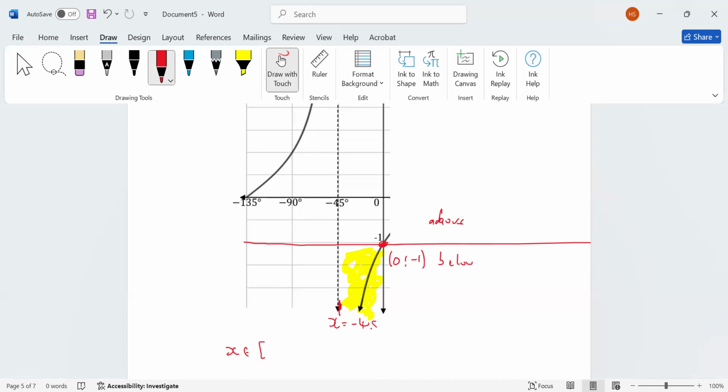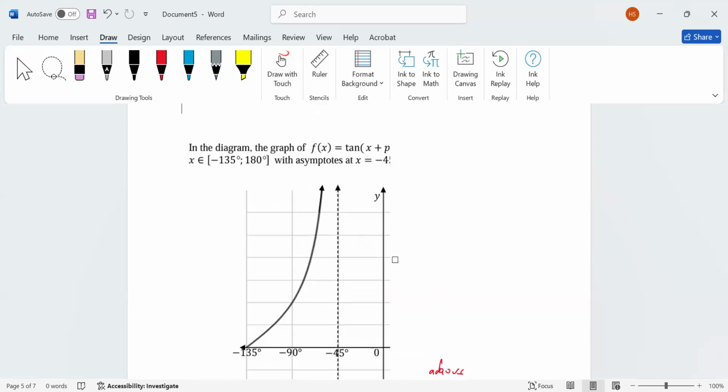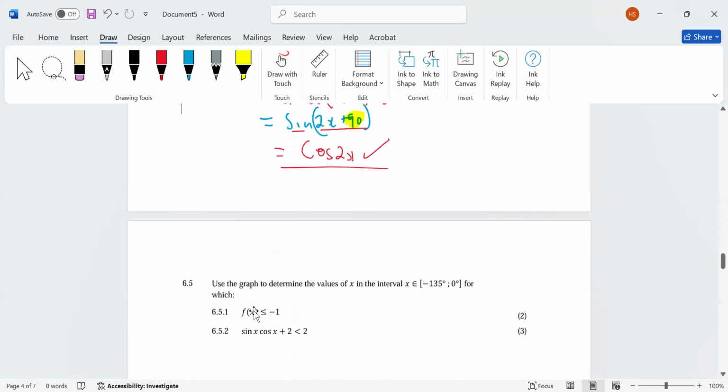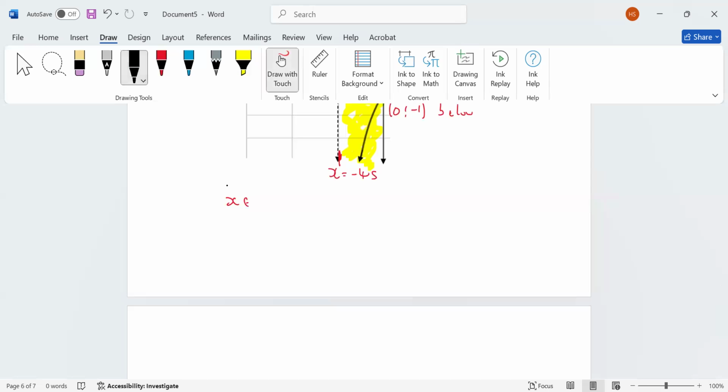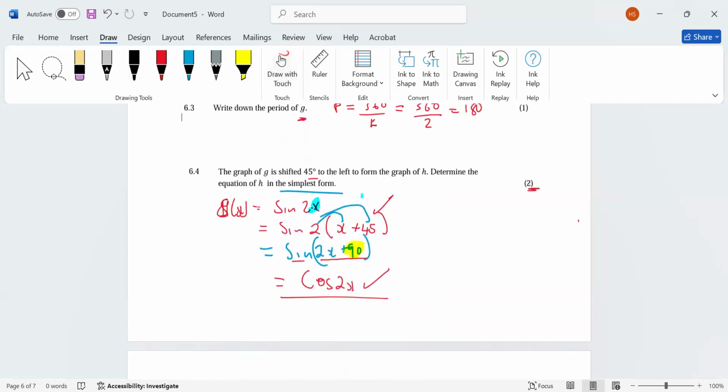It's supposed to be included, but no, why do we include? According to this, if there was no asymptote, we're supposed to include it. But because of the asymptote, we're not going to include it. So we have x is an element from minus 45, not included, up until you get to 0. 0 is actually included.